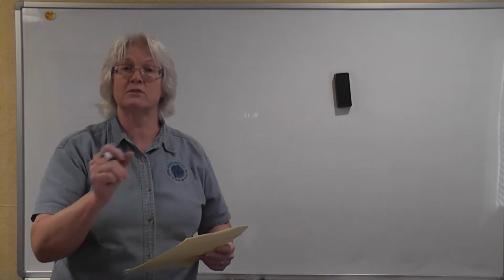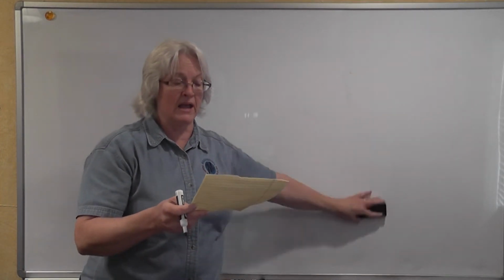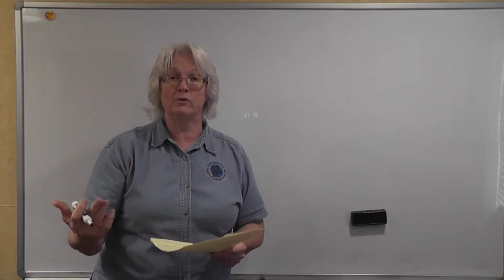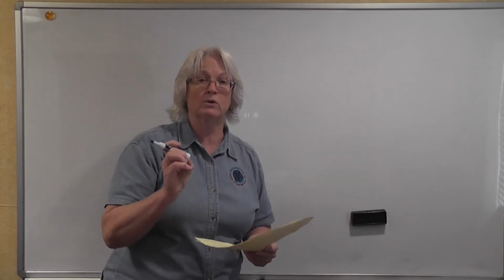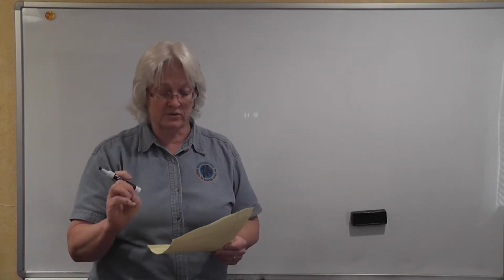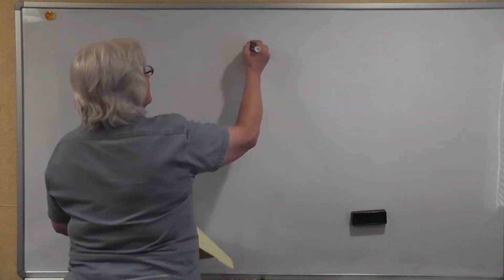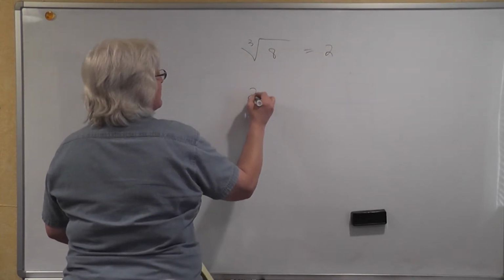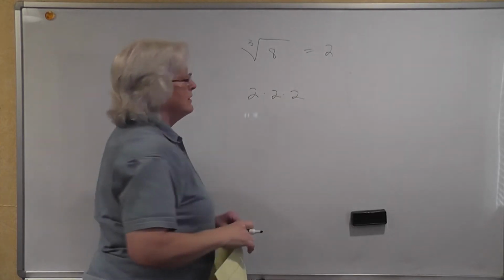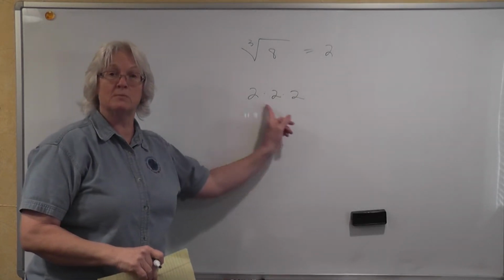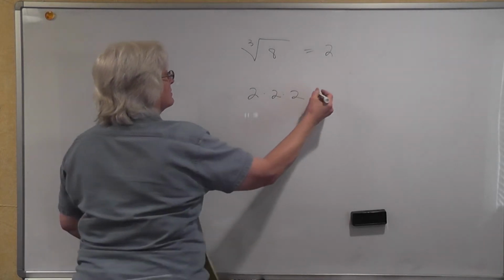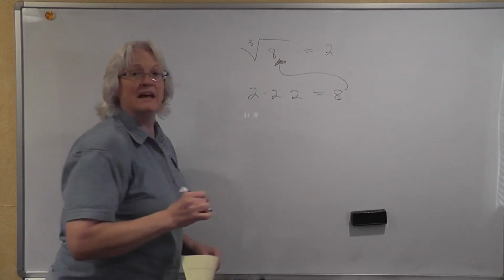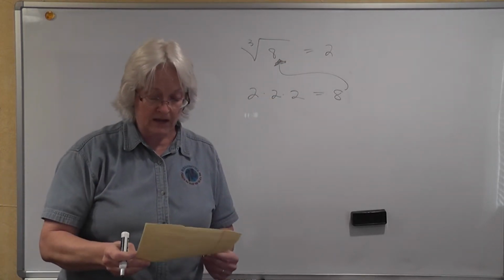Remember, the index is always 2 for square roots, and an exponent is always 1 if it's not written. Now, what are cube roots? Remember that with cube roots, we're looking for 3 equal factors whose product is the radicand. The cube root of 8 is 2, because we're looking for 3 equal factors. Here we have 3 factors that are the same, 2 times 2 times 2, and their product is 8, which is the radicand.